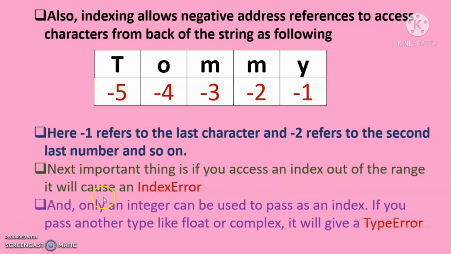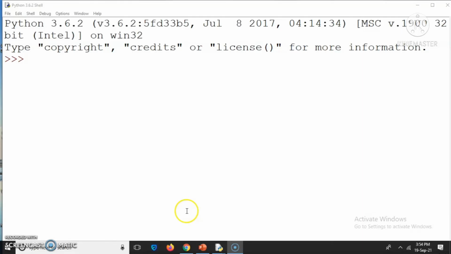Now we do practicals, and there we will see. And only an integer can be used to pass an index. Yes, you can only give an integer. If you give a float value or another data type, what happens? It will give a type error.